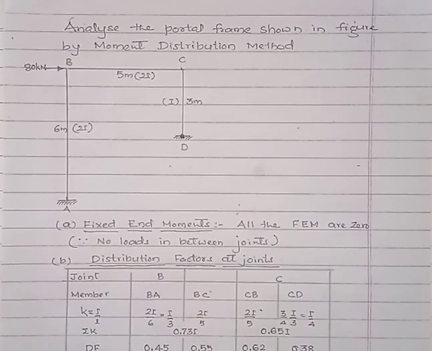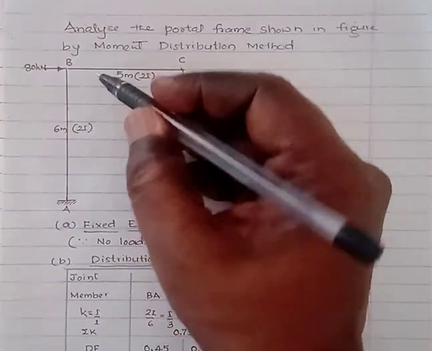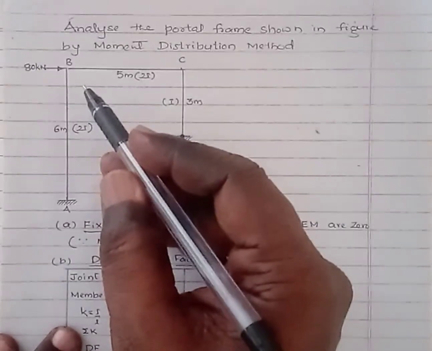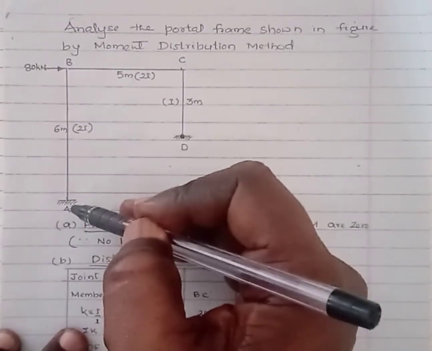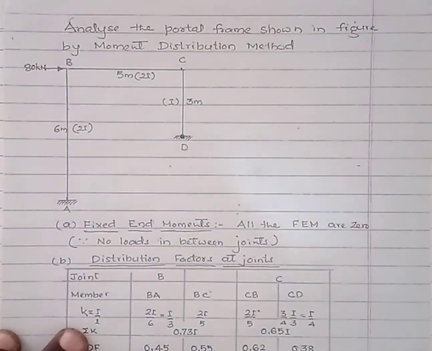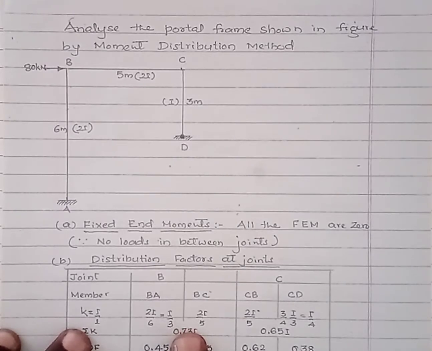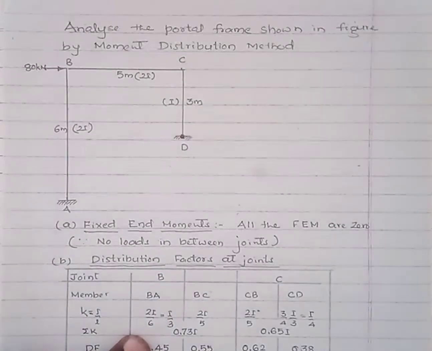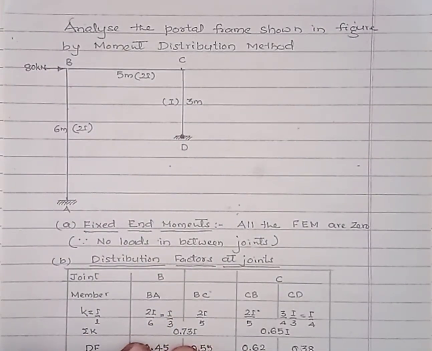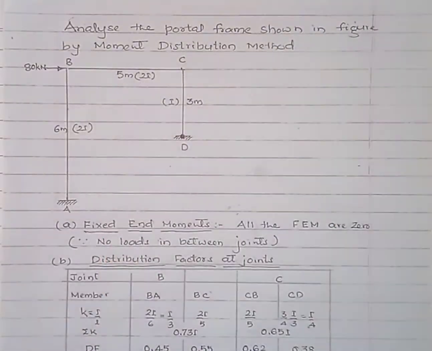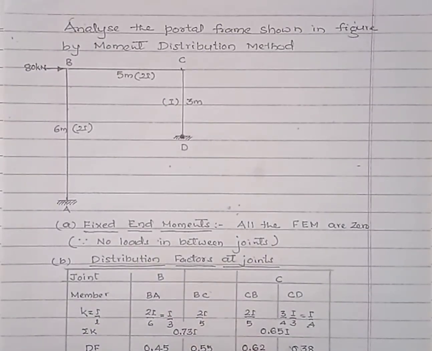Then the distribution factors at the joints. At joint B, two members are connected, one is BA, one is BC. With respect to B, A is fixed, C is continuous. Therefore, K equals I by L for both the members. For BA, moment of inertia is 2I, length is 6, that is 2I by 6, which equals I by 3. For BC, moment of inertia is 2I and length is 5 meter, that is 2I by 5.